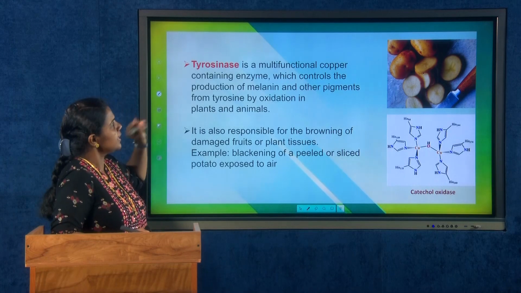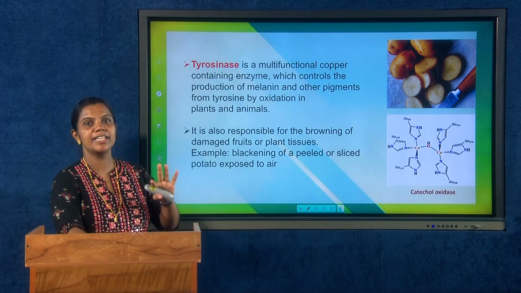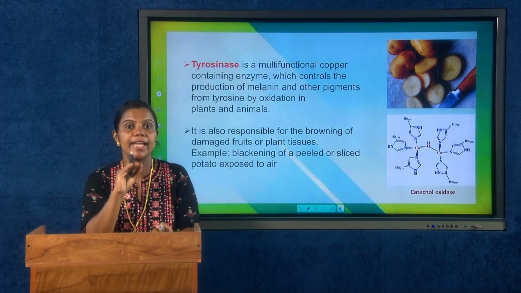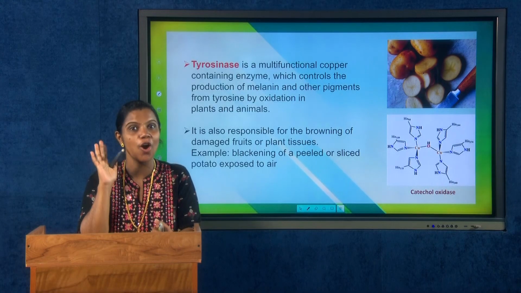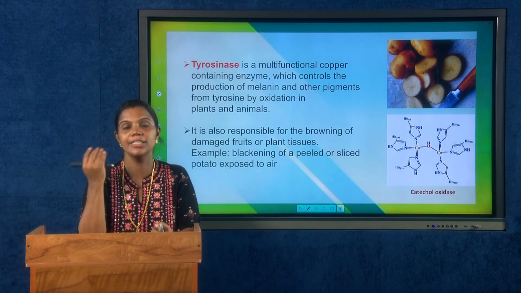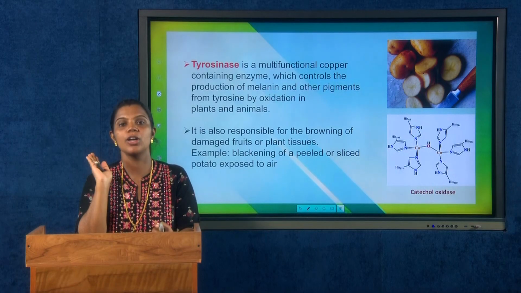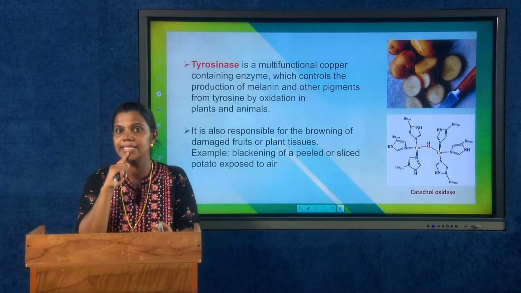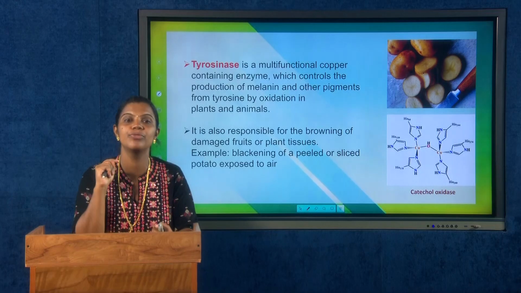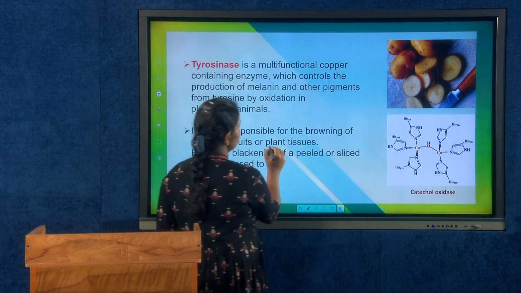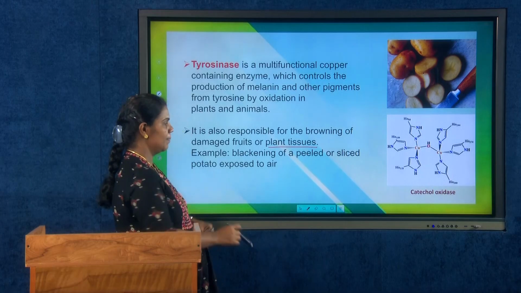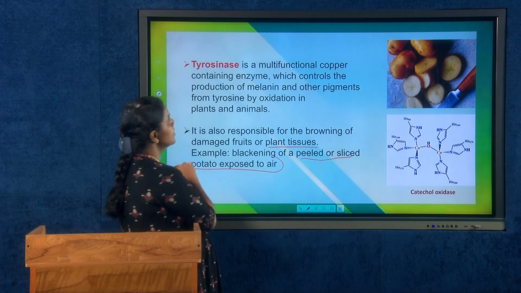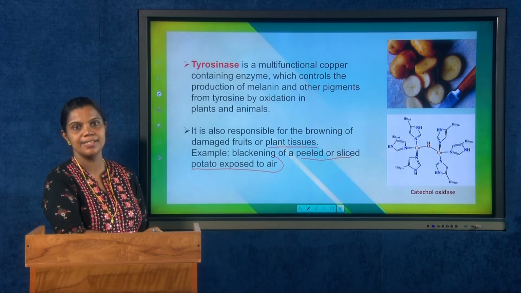Of this, the tyrosinase enzyme is quite important because it has an interesting feature, that is, it is a multifunctional copper containing enzyme. It controls the production of melanin and other pigments from tyrosine by oxidation in plants and animals. Another interesting thing to note about tyrosinase is that it is responsible for the browning of damaged fruits and plant tissues. For example, the blackening of peeled or sliced potato exposed to air is caused by this enzyme tyrosinase.